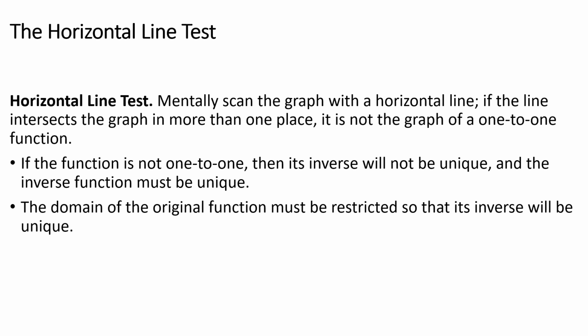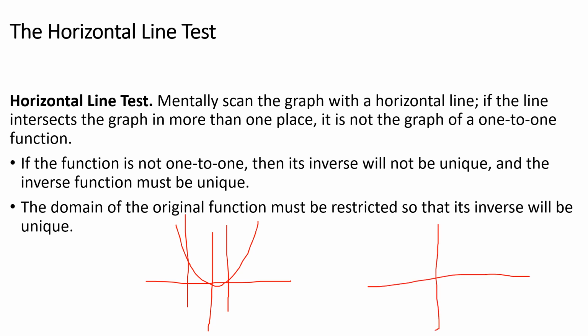We can use the horizontal line test. Now, the vertical line test tells us if it's a function. We use a horizontal line test on the original function to determine if it's invertible or not. For example, if I have a parabola, I'm going to draw a quick one right here. It's a function because it passes the vertical line test.